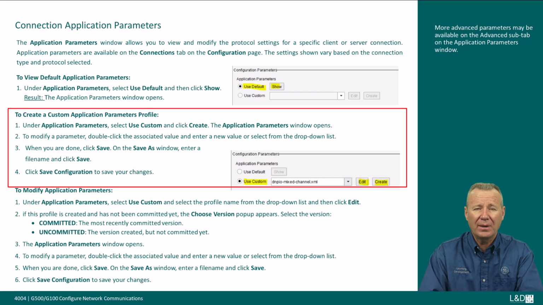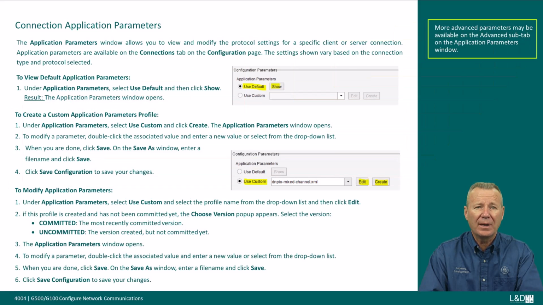To modify a parameter, double-click the associated value and enter a new value, or select from the drop-down list. More advanced parameters may be available on the Advanced subtab. When you're done, click Save. On the Save As window, enter a file name and click Save. Click Save Configuration to save your changes.